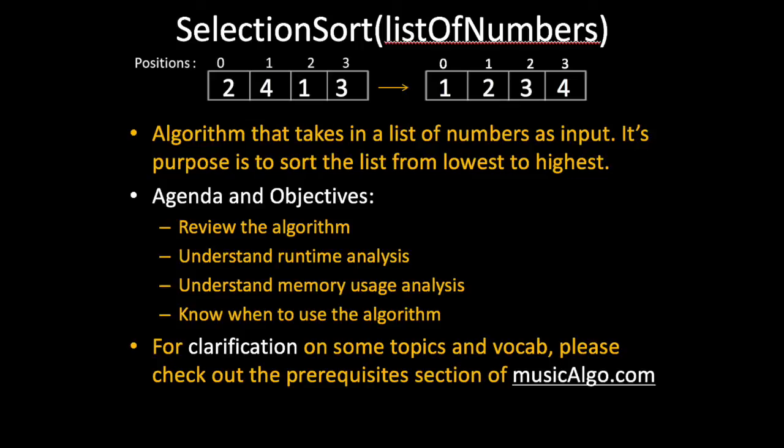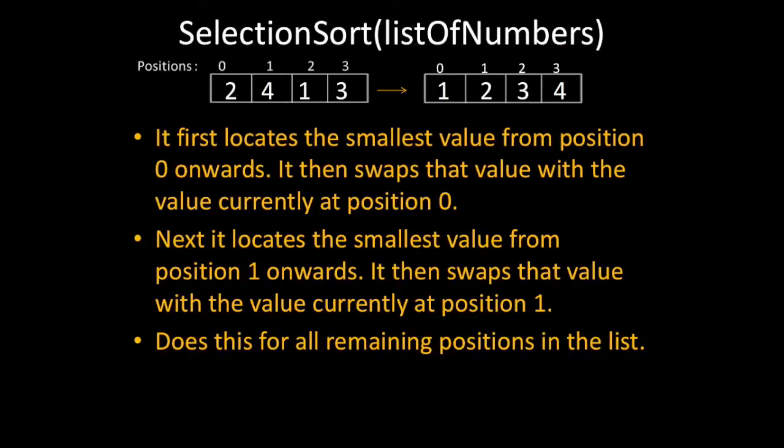Here's the agenda for this video. First, we're going to review the algorithm. Second, we're going to do a runtime analysis of selection sort. Then we're going to understand the memory usage analysis. And last, we're going to give a brief summary of when to use selection sort. If I mention any concepts or vocabulary that you might not be familiar with, please check out the prerequisites section of musicalgo.com.